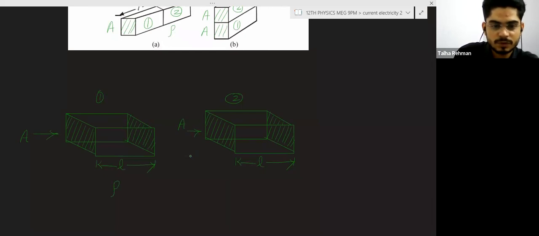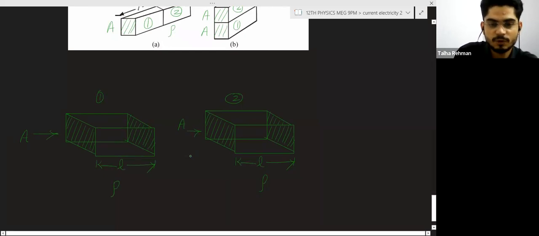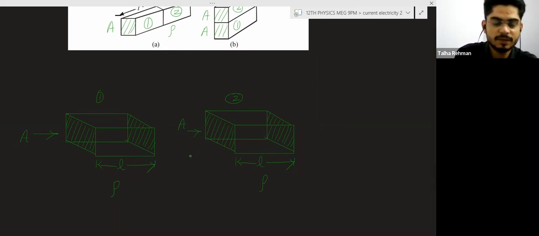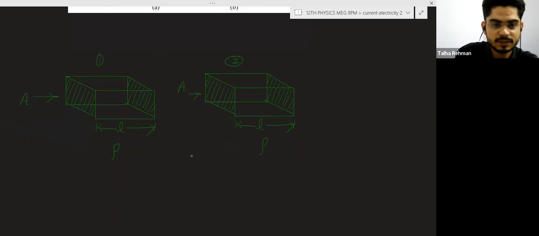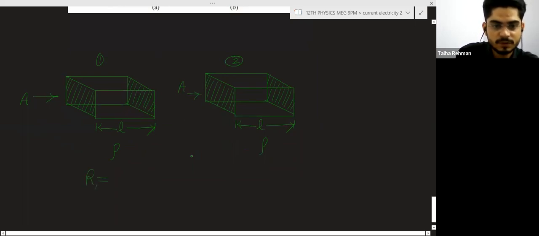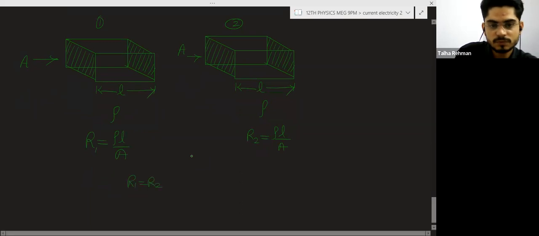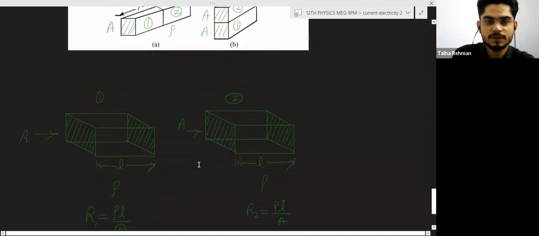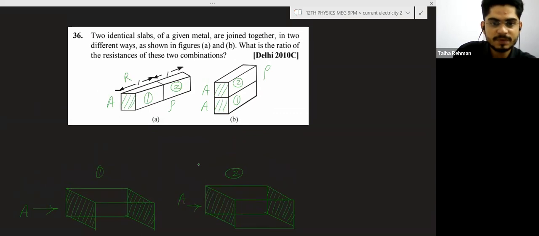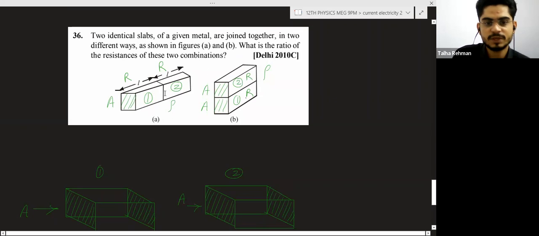So resistivity here is same. Rho is the resistivity. And length, area, and we know if you want to find the resistance of this, then this will be rho L divided by A. If you want to find R2, then you will write rho L divided by A. Means R1 and R2 are equal, and I am supposing R1 equal to R2 as R. So resistance of this slab is R and the resistance of this slab is R. So this combination is the series combination.